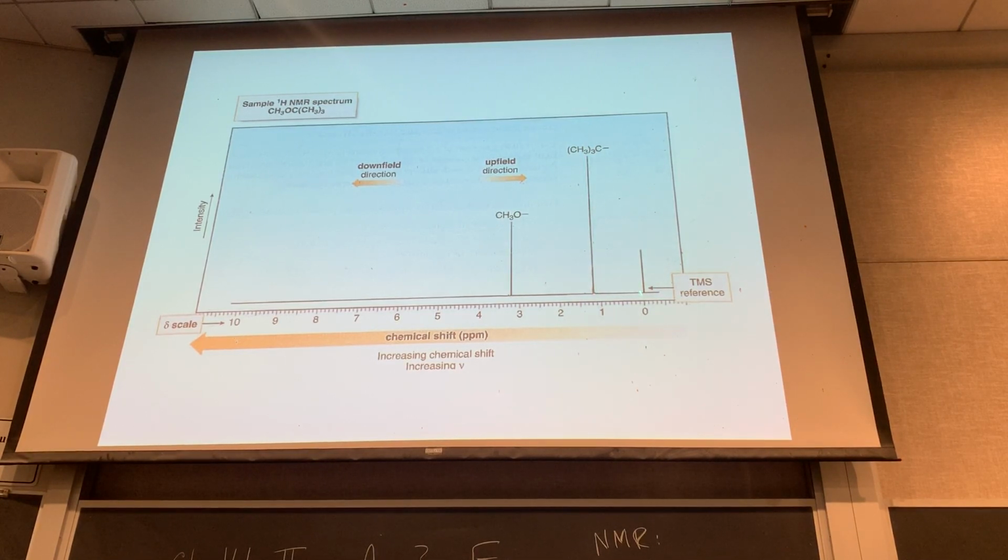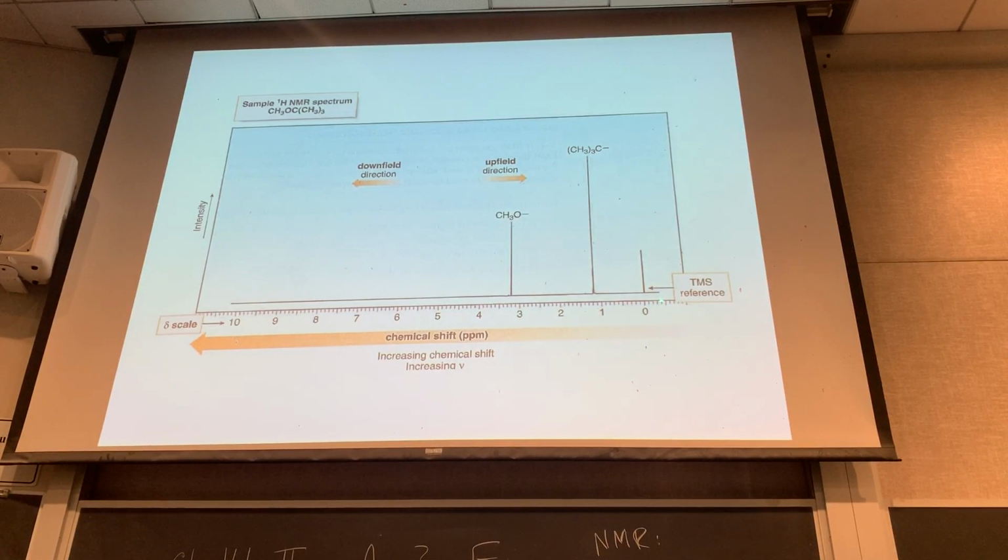Then you see the TMS reference. Remember what that is? Tetramethylsilane. This is in solution. We use a solvent that doesn't have any hydrogens. We use deuterated chloroform. Sometimes you see a little bit of residual chloroform peak at 7.2 ppm. Chloroform is one of the molecules we'll look at in a second. But notice the scale, the 0 to 10 ppm scale, or the delta scale.